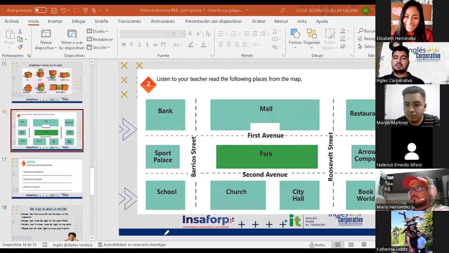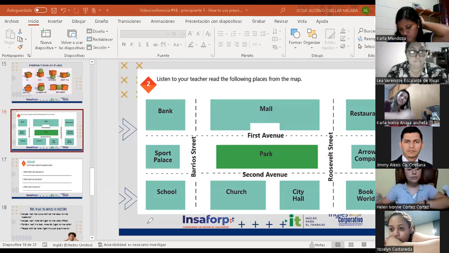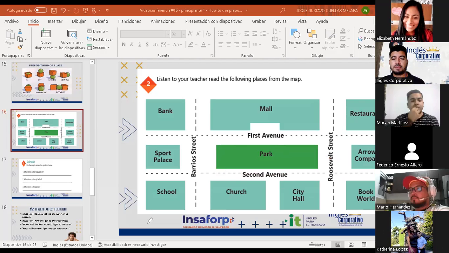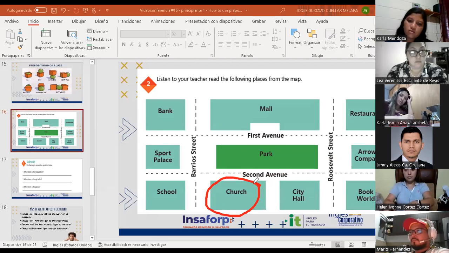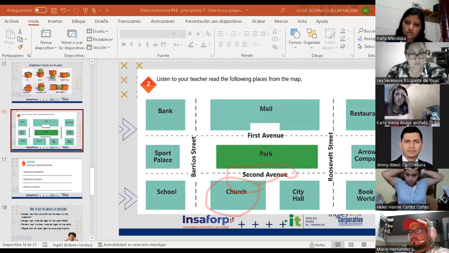Park is next to the Arrows Company. Yes, very nice. Okay. Flor, and then we go with Jimmy. The church is Second Avenue. Is on Second Avenue. On Second Avenue. Thank you.